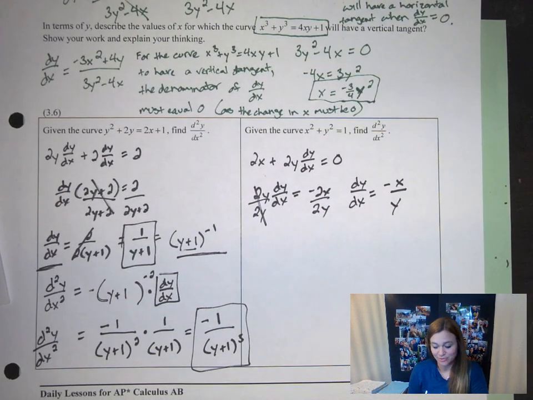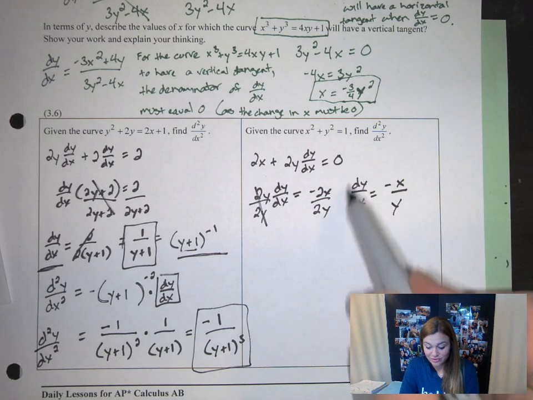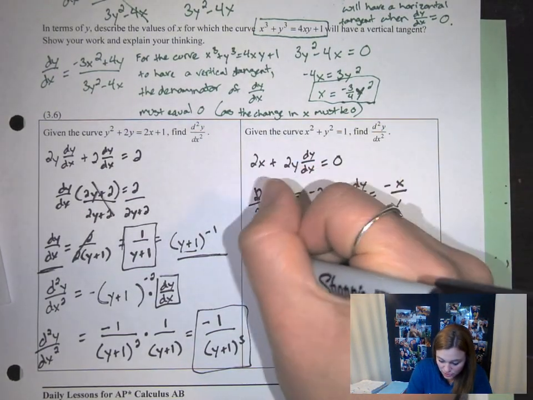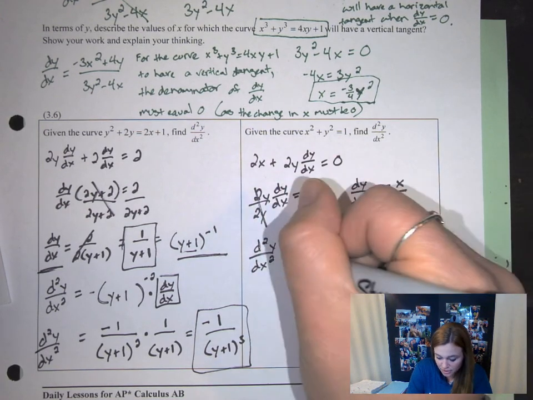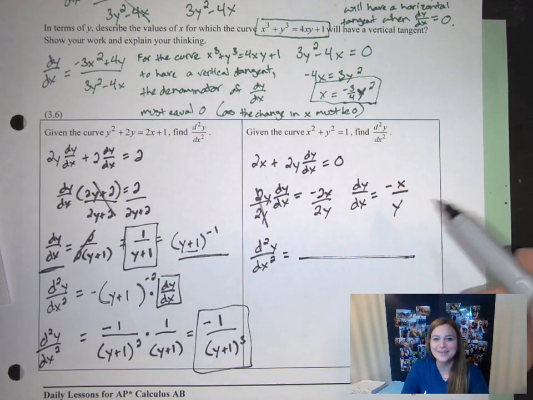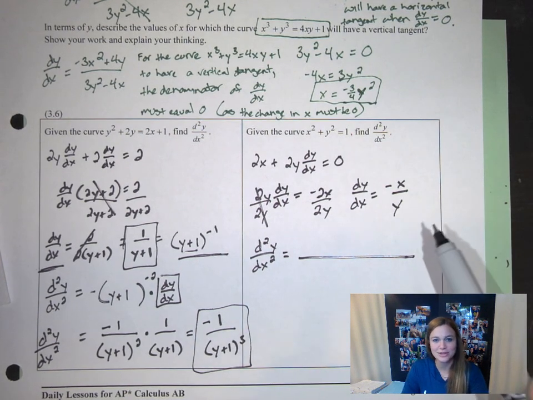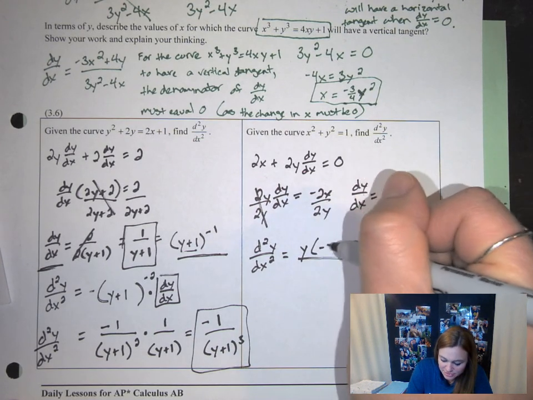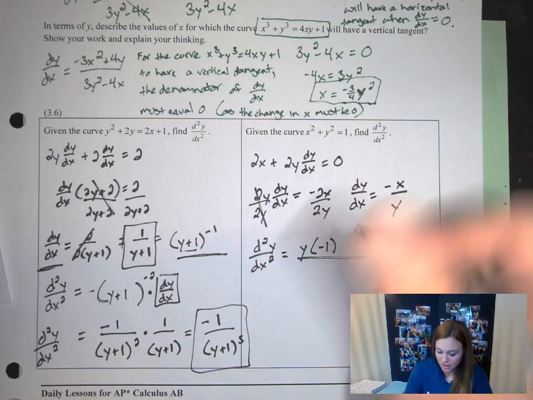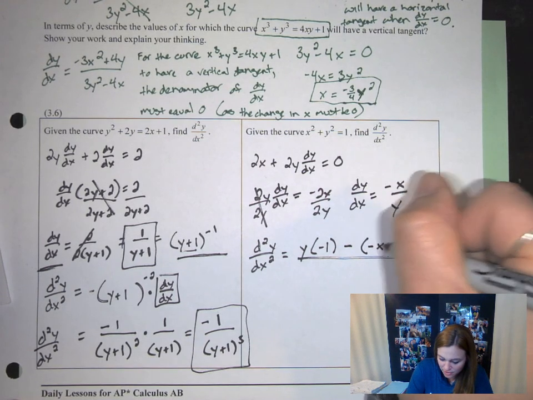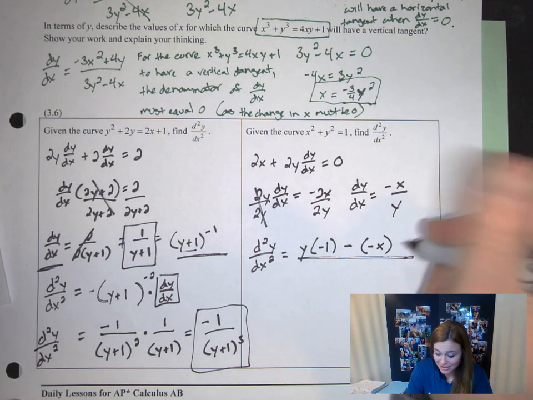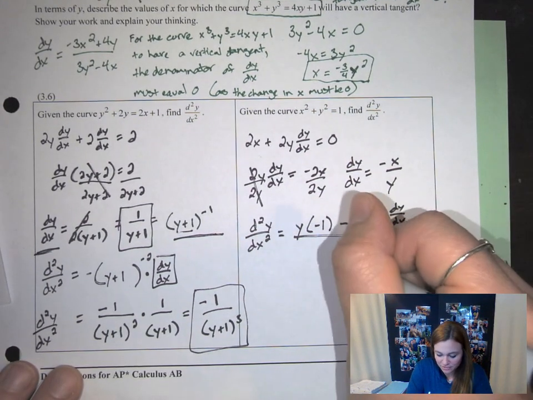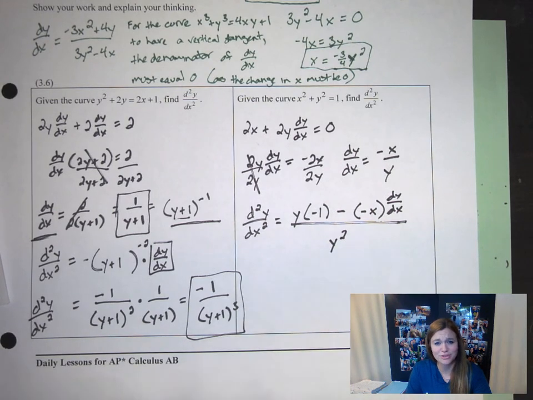The next thing I do is take the derivative again. The derivative of this side, dy/dx, is just the second derivative, so I'm going to write d squared y over dx squared. On the right, here's where we get to use the quotient rule. What is the quotient rule again? Bottom times the derivative of the top minus the top times the derivative of the bottom, the derivative of y, is dy/dx, over the bottom squared. Be really careful with your negatives and parentheses.